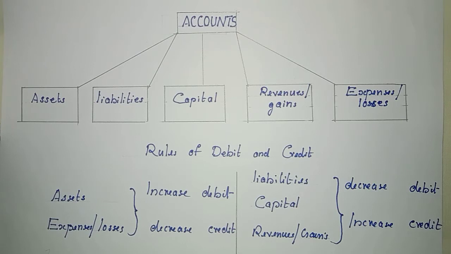First one is assets. Assets are the properties or possessions of a business and include all types of assets like cash, bank balance, land, building, plant and machinery, all types of assets.